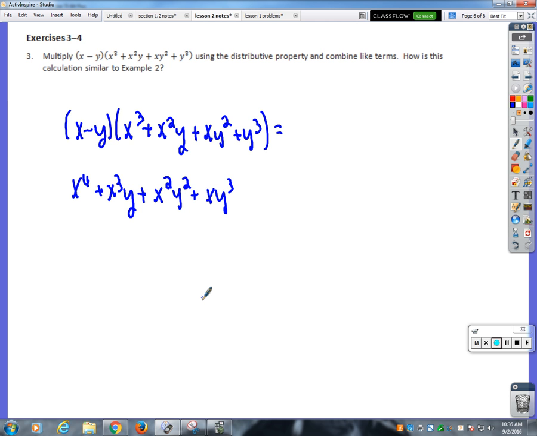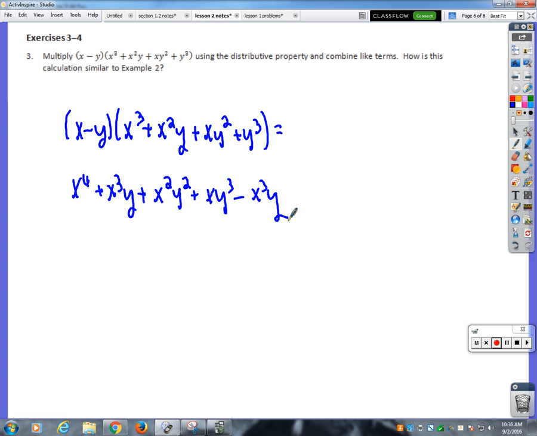Negative yx cubed, right. But usually we go alphabetical order, okay? So we're going to go negative x cubed y. You don't have to because multiplication works either way, but that's just the normal thing. All right, so someone besides Gage or Annie, what is negative y times x squared y?